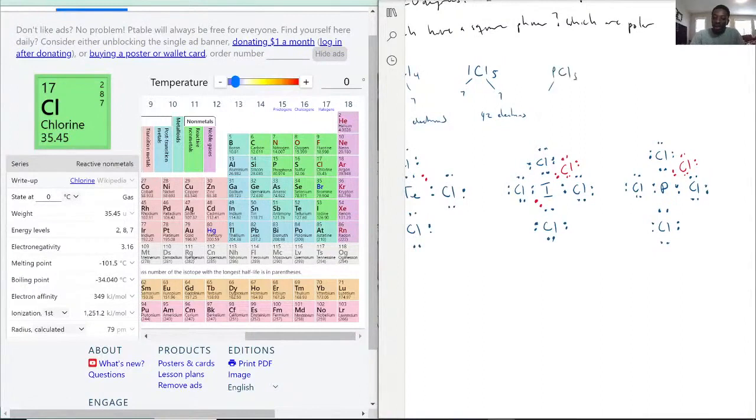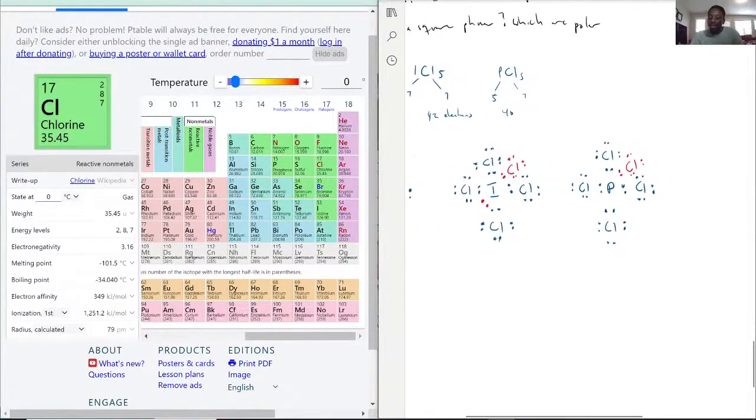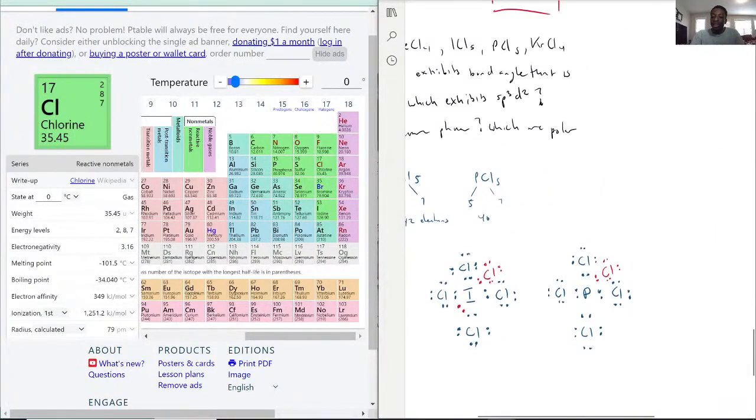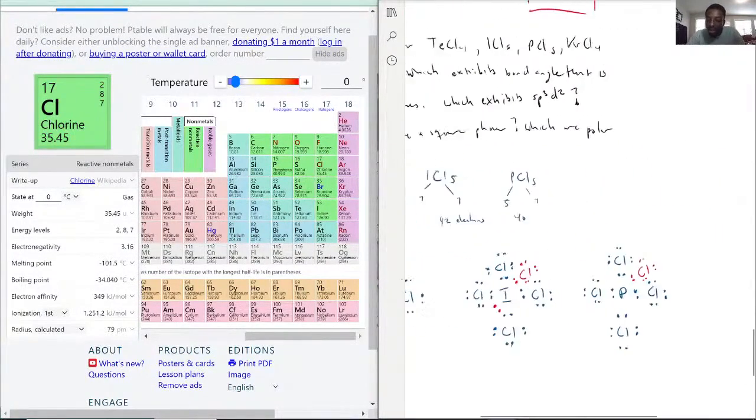PCl5. Phosphorus can only donate 5 because it's on the 15th column. Chlorine still is 7, and there's 5 of them. So 7 times 5 is 35, plus 5, 40. So we have 40 electrons. And if we actually go around 8 times 5, because each chlorine follows the octet rule, we do get 40. So this is perfect. Now for the next one, we have KrCl4.